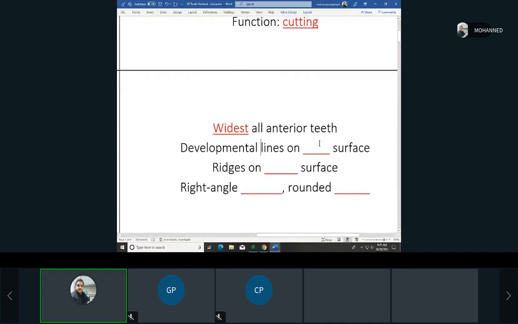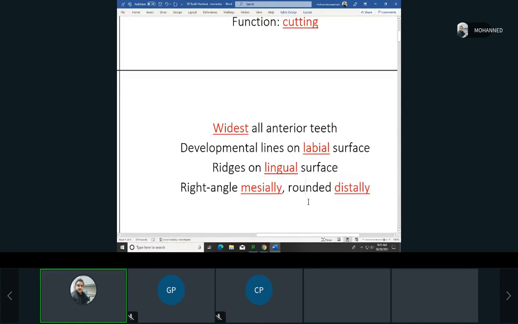We have developmental lines on the facial or labial surface. These are the lines that we saw. And then we have ridges on the lingual surface. So developmental lines on labial, ridges on lingual, right angle on the mesial side, and rounded on the distal side.